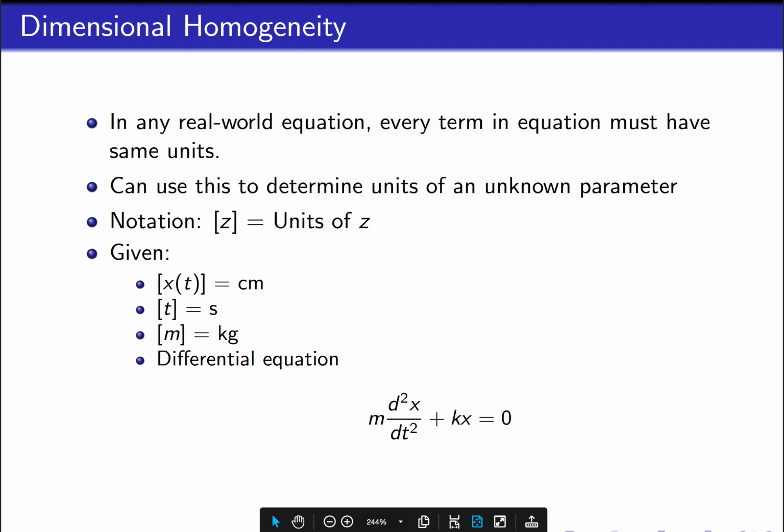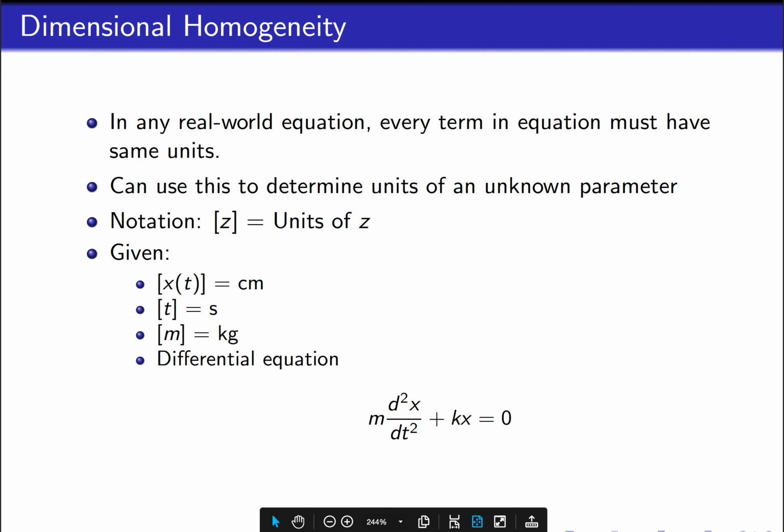First, we introduce some notation, which represents the unit of a particular quantity with square brackets. So for instance, here we have the units of some variable z is represented by square brackets around the z. So let us say we have a quantity x, which represents the position, and the units of that quantity will be centimeters. t represents time with units of seconds, and m is going to represent mass with units of kilograms. And finally, we're going to have a differential equation that relates all of these variables together.